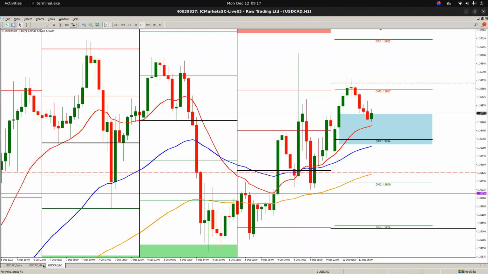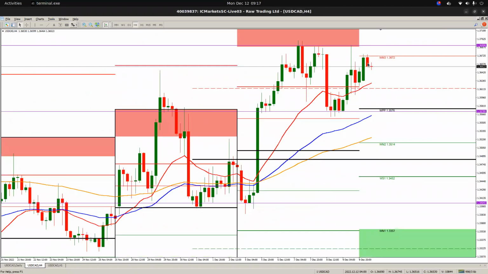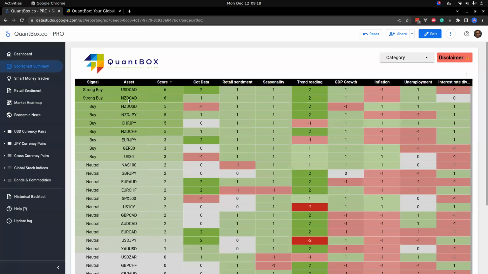Cool. In terms of a trade for today, do I see any opportunities? Not just yet. Okay, I've got a 4-hour candle coming down for weekly M3. I'm going to leave this alone. Maybe there's an opportunity later on in the session, but right now, not. So let's look at Kiwi CAD.